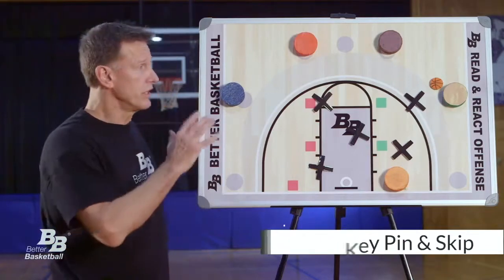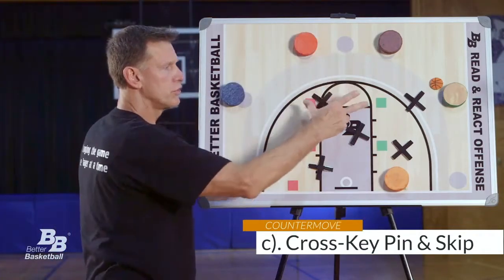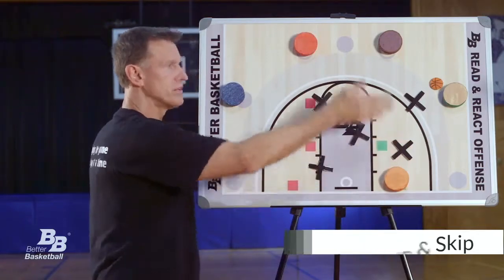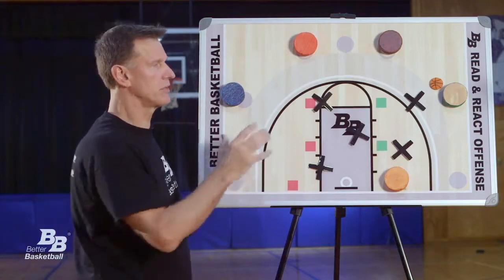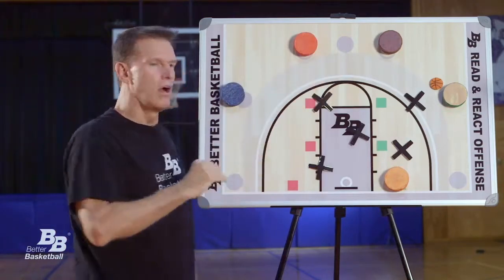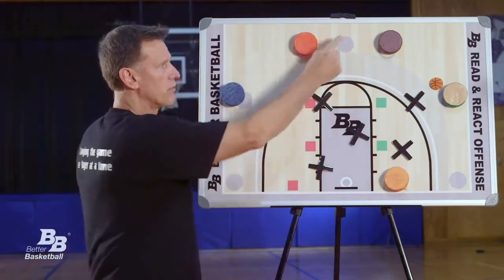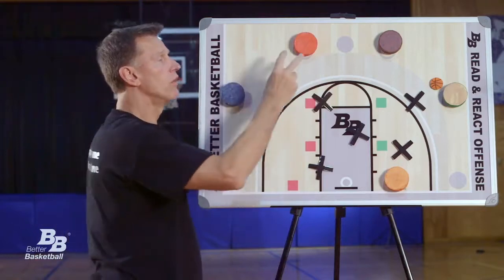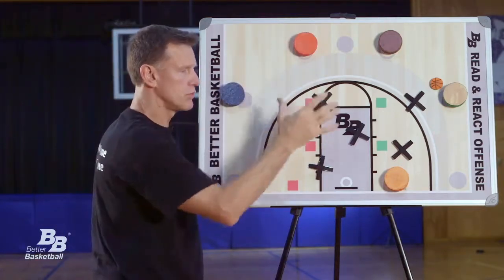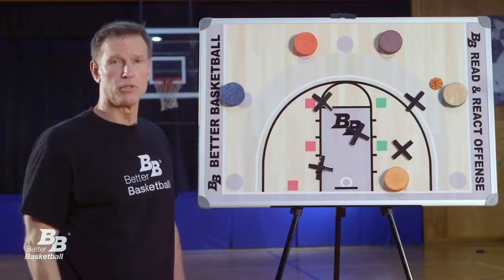I'm going to show you the cross key pin and skip from a 2-guard, 2-wing, 2-corner, the 6-spot formation. But I don't want you to think that that's something just for the cross key pin. All of these pin and skips can be executed either from the 5-out spots, the way you've seen so far, or from the 2 guards, 2 wings, 2-corner formation. Those formations are up to you.